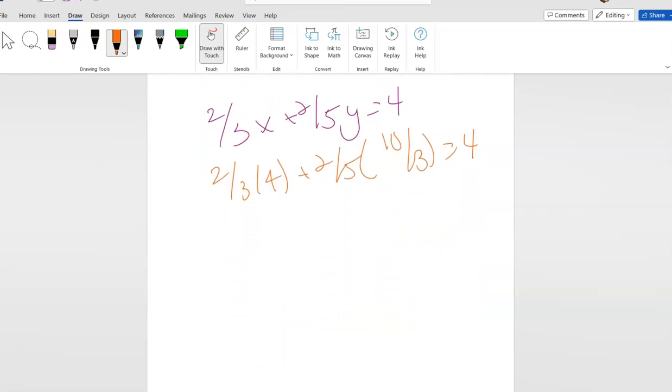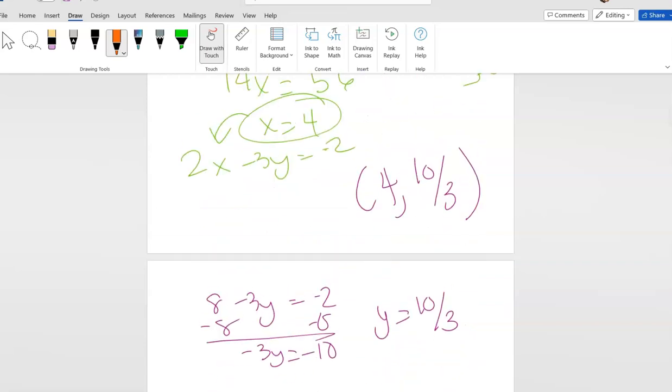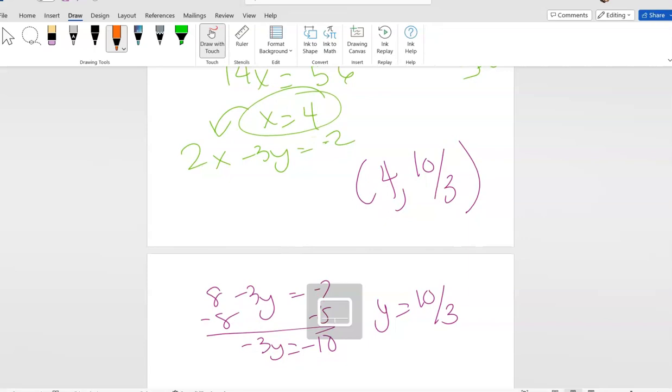Okay? So then I would get 8 thirds plus 20 fifteenths equals 4. This is times a 5 times a 5. So 40 fifteenths plus 20 fifteenths equals 4. This is 60 fifteenths, which is 4. And then you have to go back and do the second. It is a good practice with fractions. And of course, you could also have done this on your calculator once you subbed in.